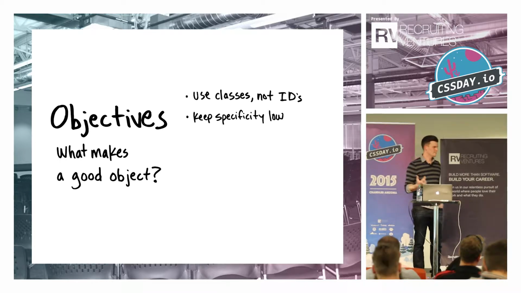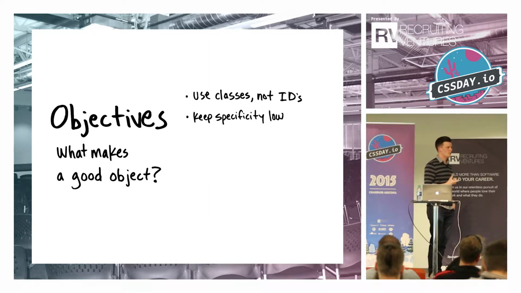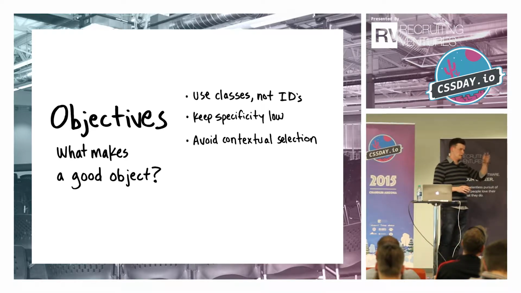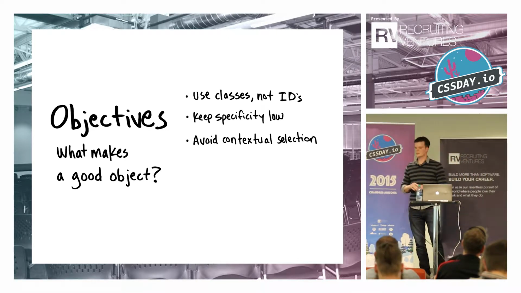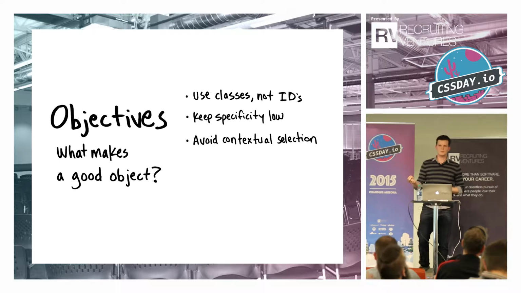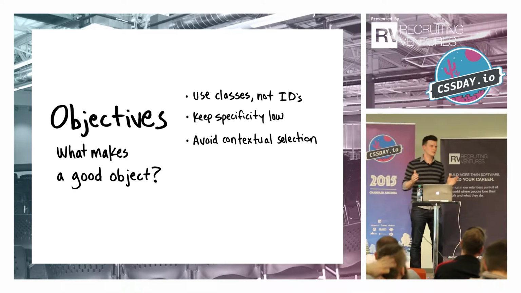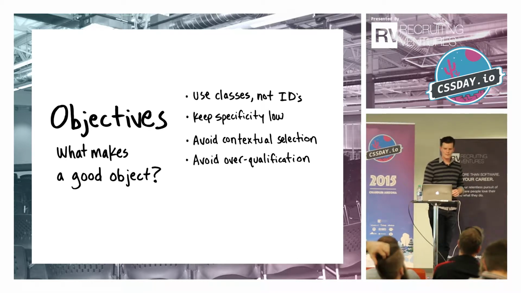Elements get tricky. A single class is probably the best way you can build an object. We avoid contextual selection, so things like class space div or class space p. That's a contextual selection of the element, and that really limits what that element can do. So we want to avoid contextually selecting anything. We want to avoid overqualification.